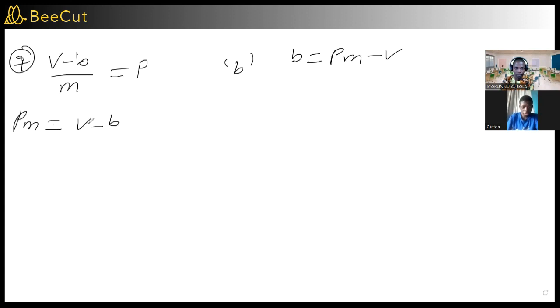Yes, sir. If you remove V to the other side, it becomes negative V, yes or no? Yes, sir. And what you have outside will be negative V, yes or no? If you remove this V to the other side, you have negative V outside, yes or no?